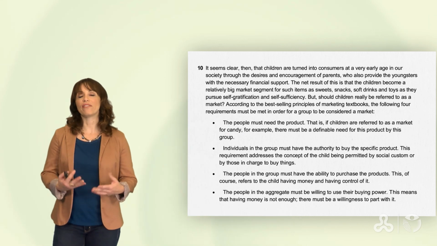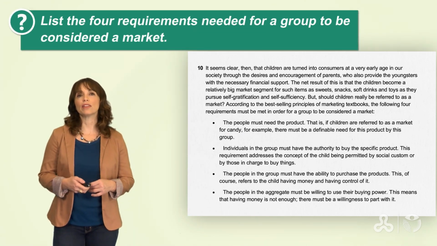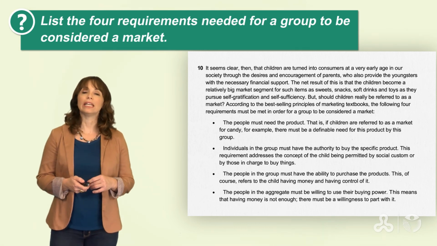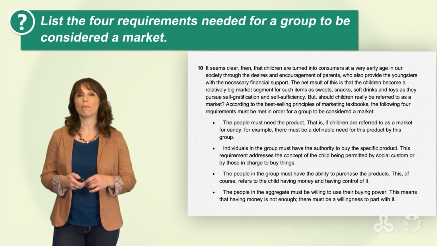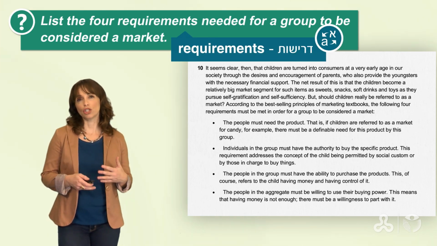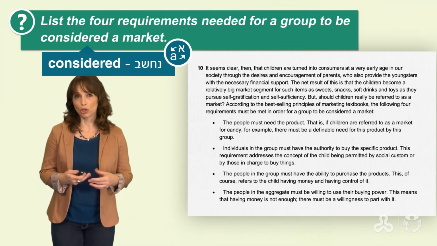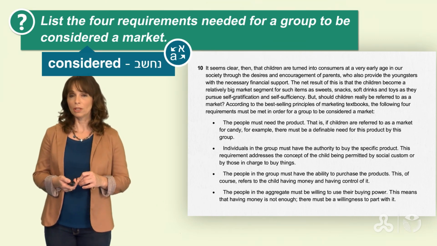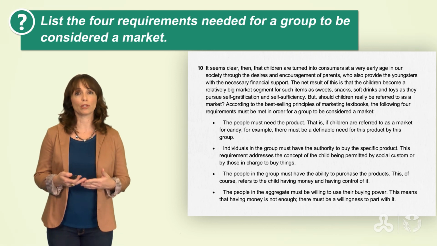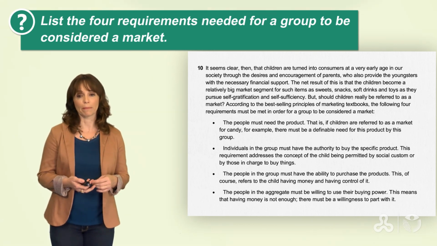So read paragraph 10 and let's focus on the following question. List the 4 requirements needed for a group to be considered a market. מהם 4 הדרישות שצריכים שיתקיימו כדי שקבוצה תיחשב כשוק של צרכנים. So again, you're looking for a list, אתם מחפשים רשימה, and look for keywords like requirement, דרישה.